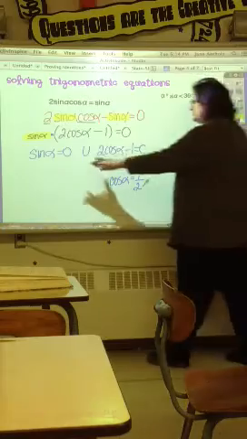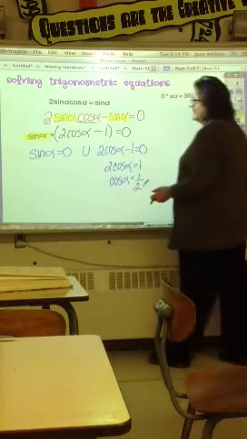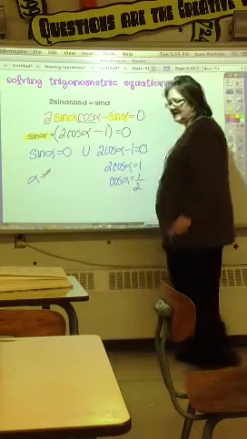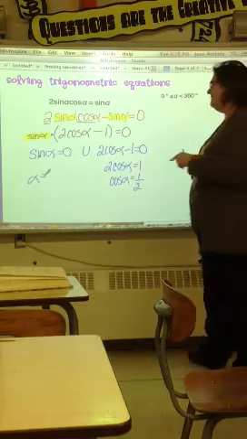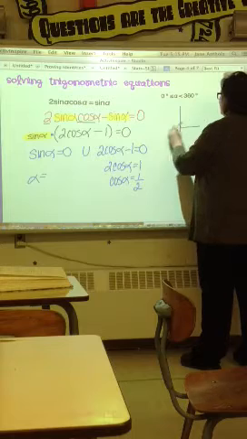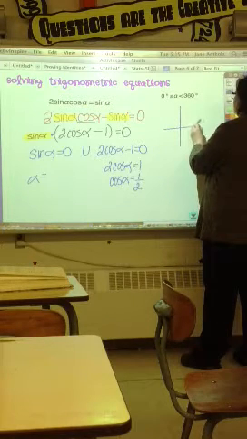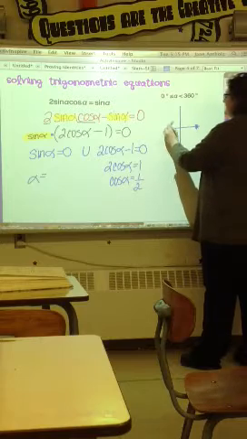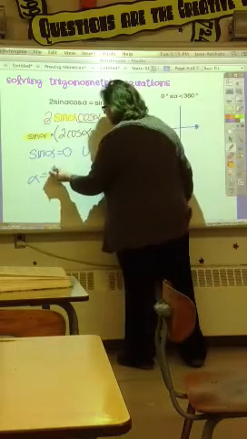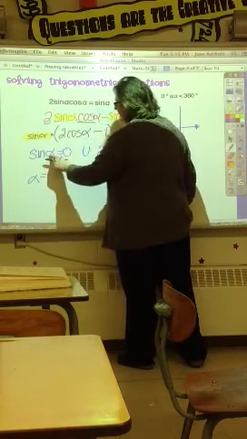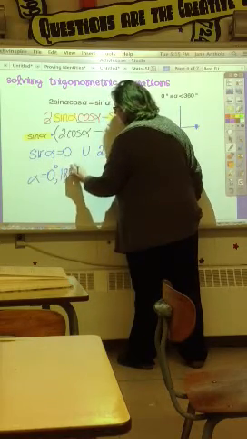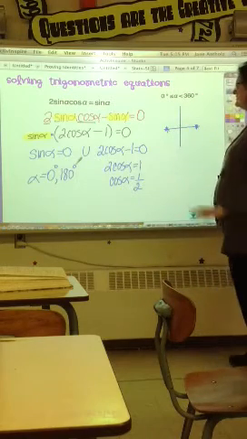So I really have two separate problems that I'm solving now to find alpha. This asks me, when is the sine of alpha equal to 0? So if I think about it, well, that happens on the axis. Sine is equal to 0 here at 0 degrees, and then it's also over here again when it's equal to 180 degrees. So the sine of 0 degrees is 0, and the sine of 180 degrees is also 0. So far I have two angles.